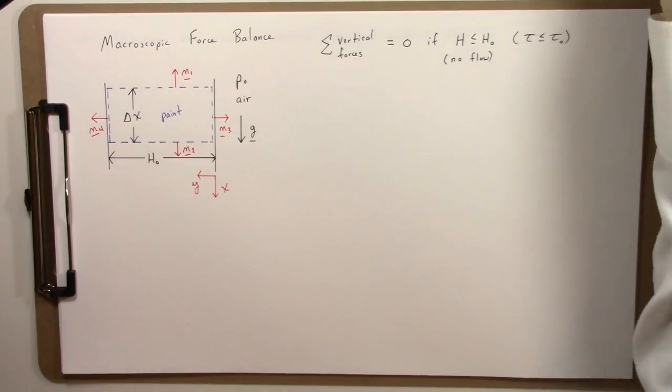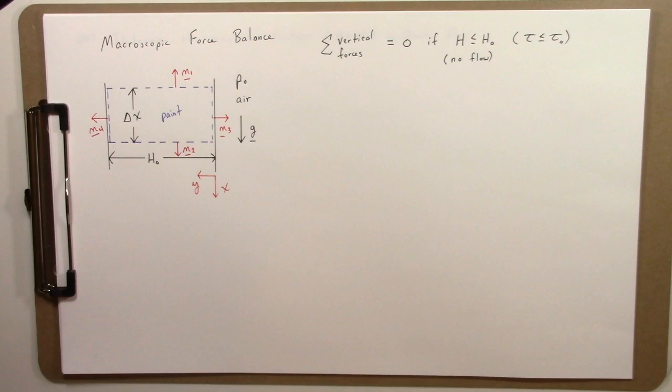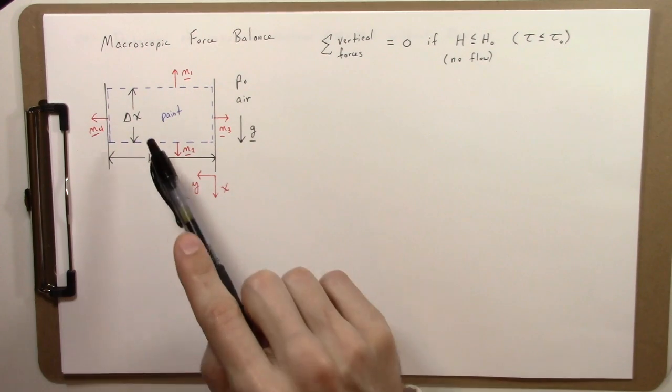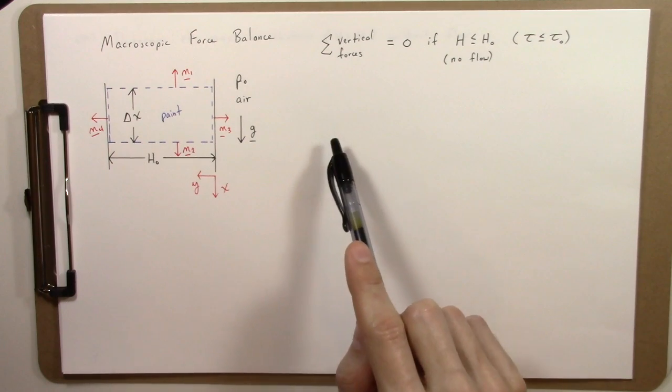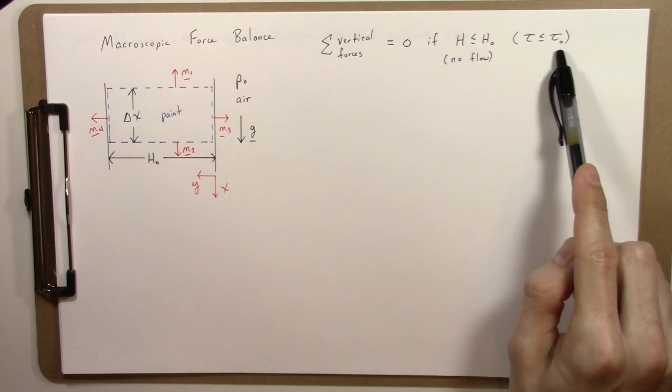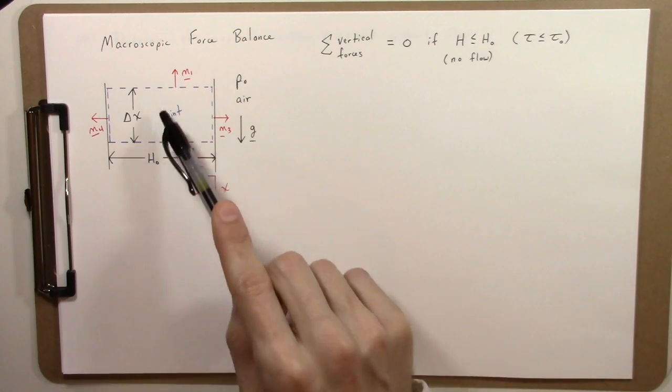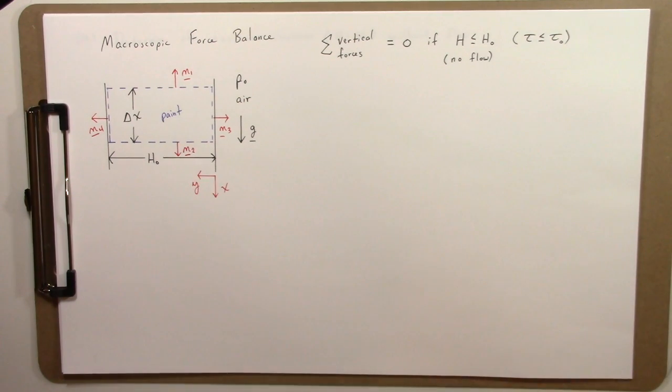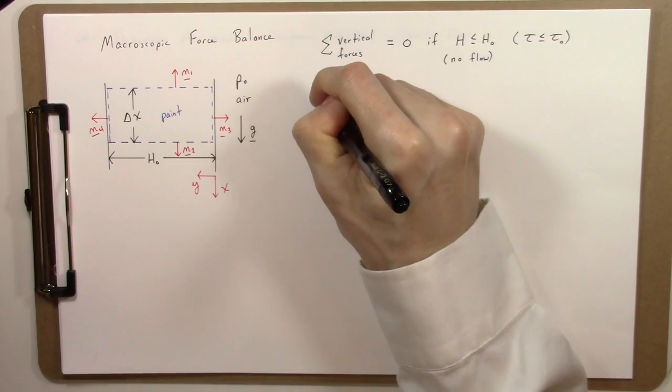So what we can say is that at equilibrium, if there's no flow, we're under hydrostatic conditions, so the sum of the forces must be equal to 0. And we're concerned with the forces in the vertical direction. So if h is less than or equal to h naught, means tau is less than or equal to the yield stress tau naught, there's no flow, and the sum of the vertical forces must be equal to 0. So what are the forces that act on the control volume? Well, the first one is gravity, the body force.